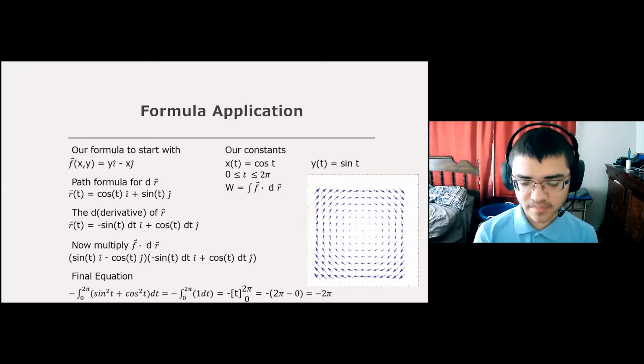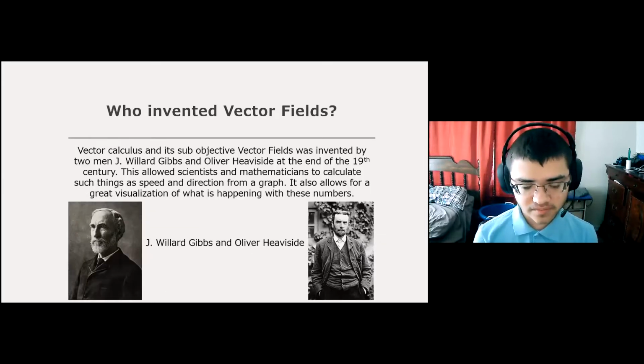And since it's a negative, that means there's negative work being done, which means the particle is slowing down throughout the vector field. And so who invented vector fields?